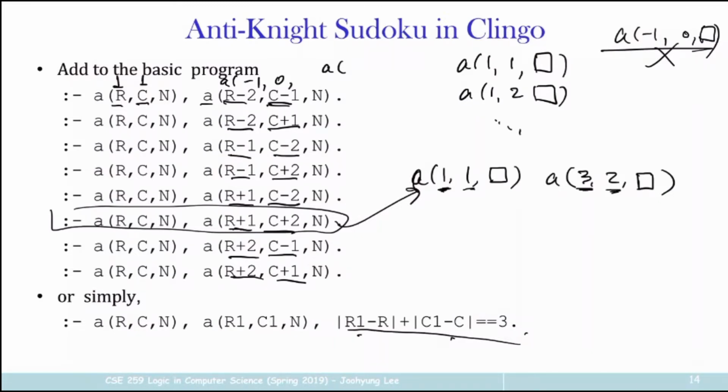But do they do the same thing? Let me open the chance to anyone. You don't have credit? Okay, so what is your answer? More. So what are the more cases? R1 is equal to R, C1 is equal to C. Well, then this is not true, right?